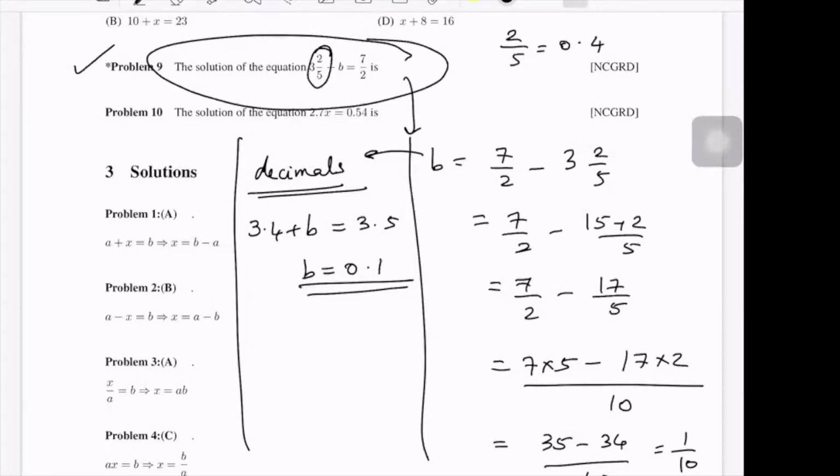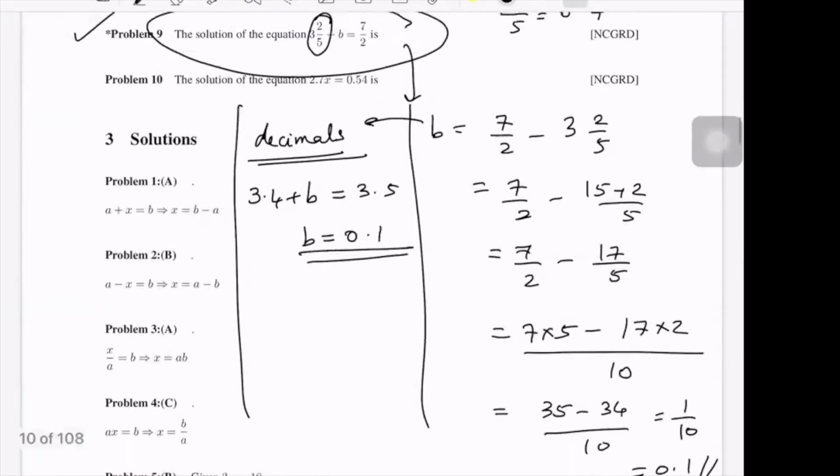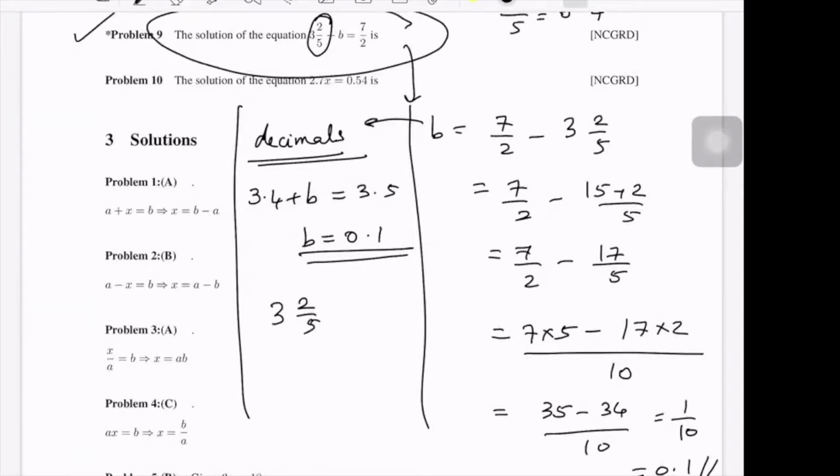Robin, see, listen. This 3 and 2 by 5 is basically 3 plus 2 by 5. And 2 by 5 in the decimal form is nothing but 0.4, because 2 parts out of 5 is nothing but 4 parts out of 10. 4 by 10 is 0.4. Cool? Robin, is that cool? So this is nothing but 3.4.